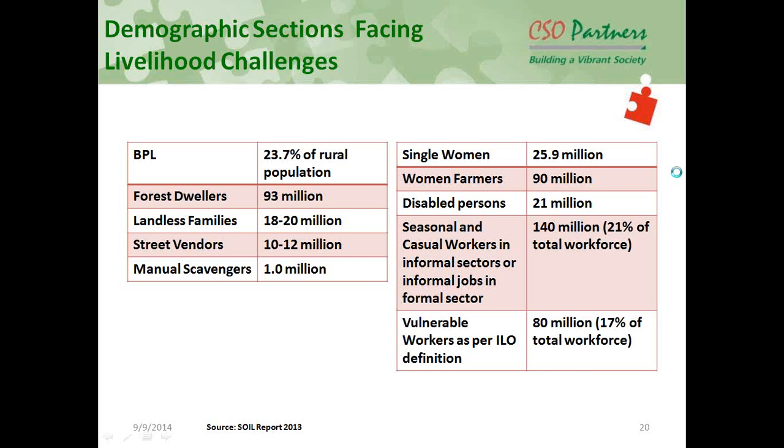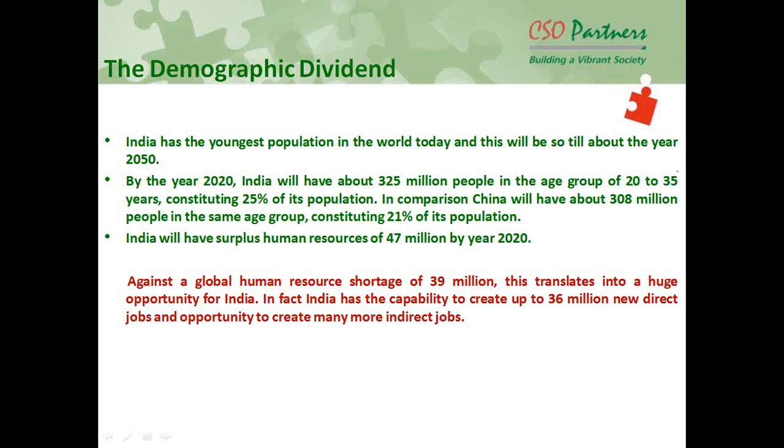In fact, India has the capability to create up to 36 million new direct jobs and opportunities to create many more indirect jobs. So we have a great opportunity in terms of population. But the scenario is, very quickly I go through that, only 5% of India's labor force in the age group of 20 to 24 has received vocational training. 67% of the workers are either illiterate or semi-literate. The educated but without professional skills constitute 69% of the total unemployed.